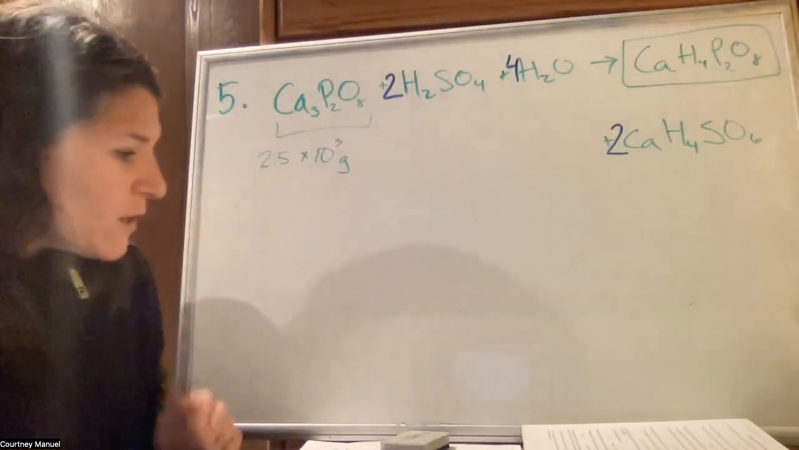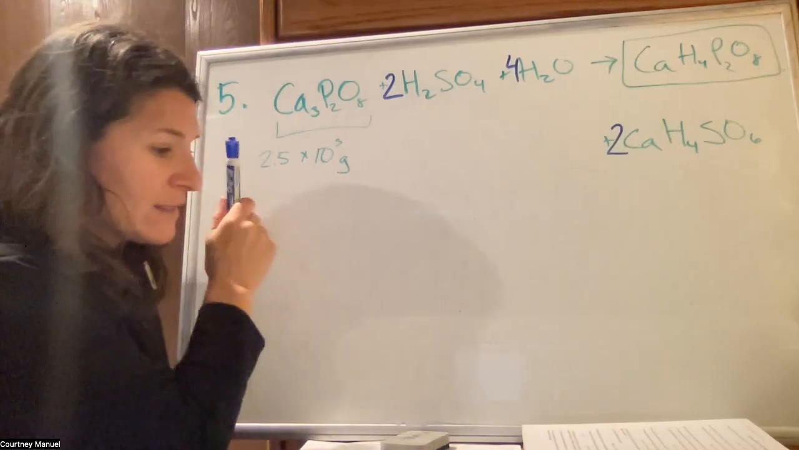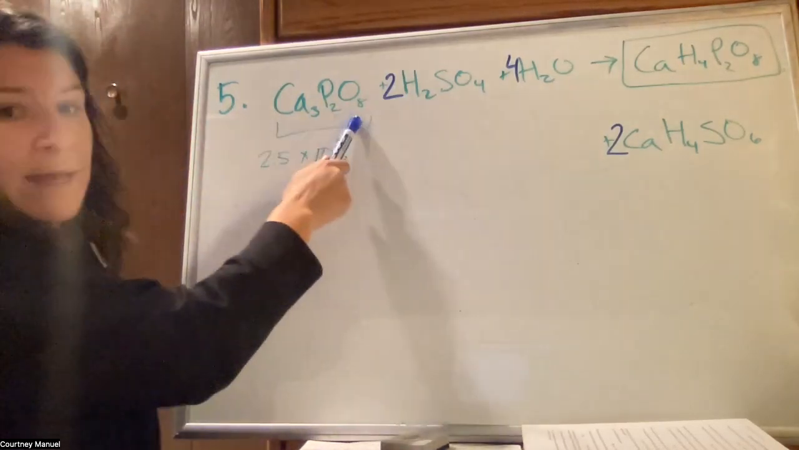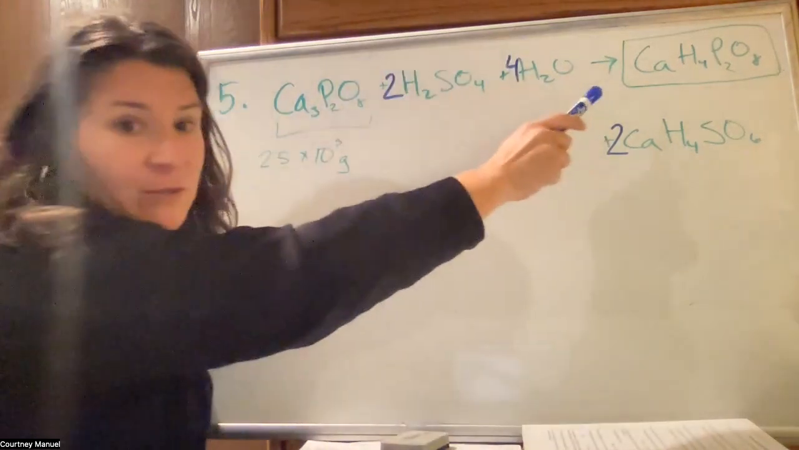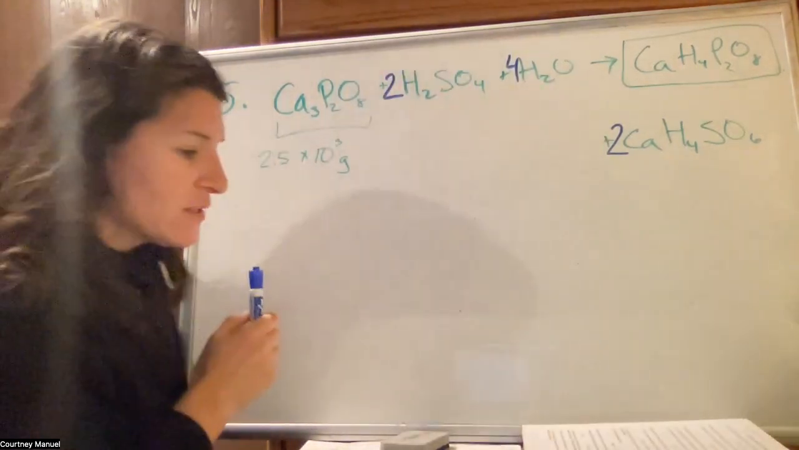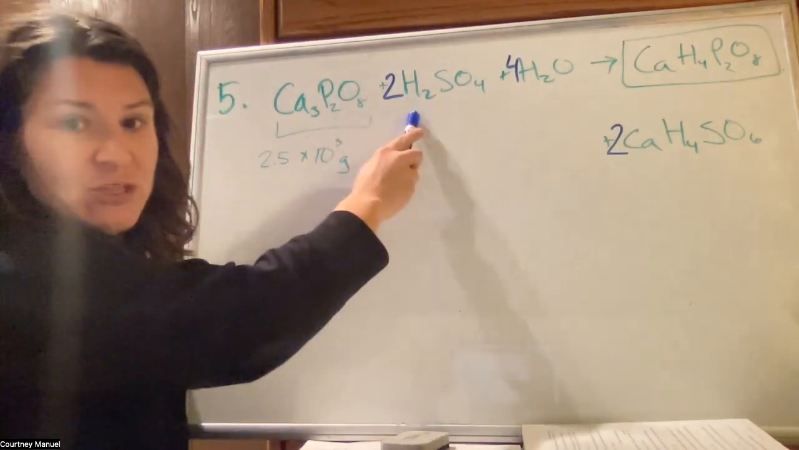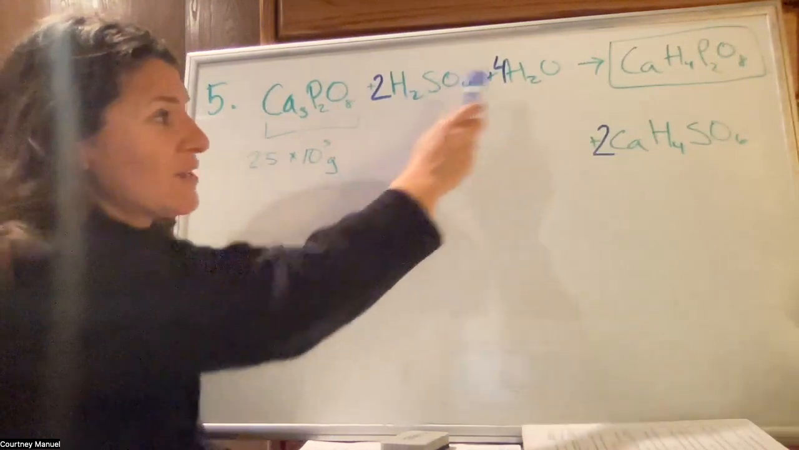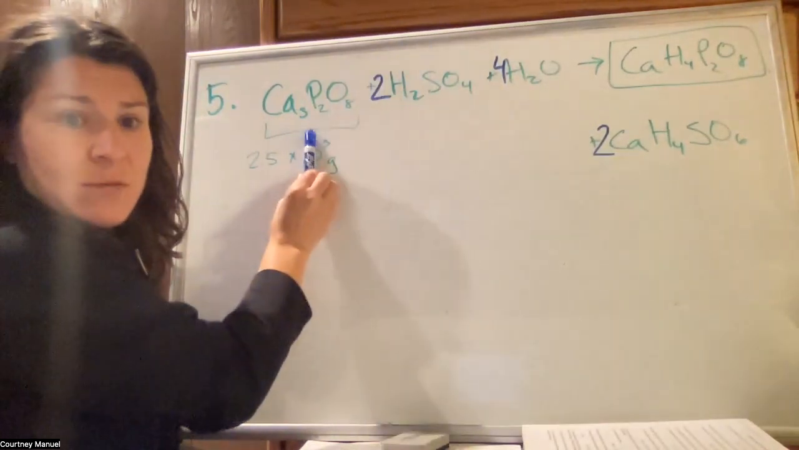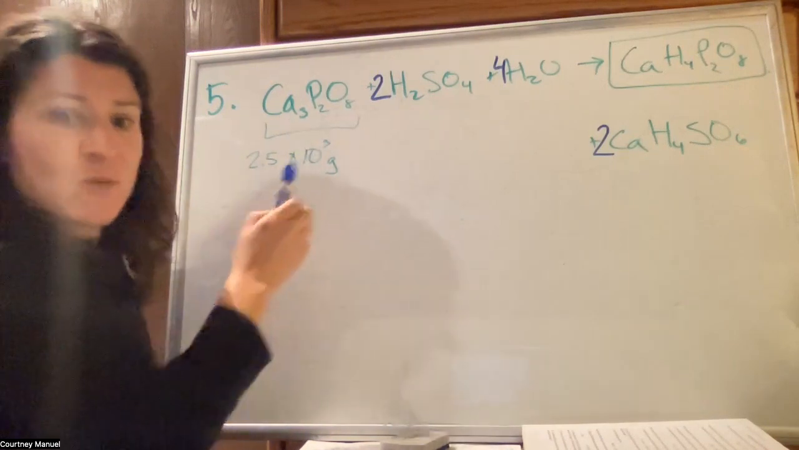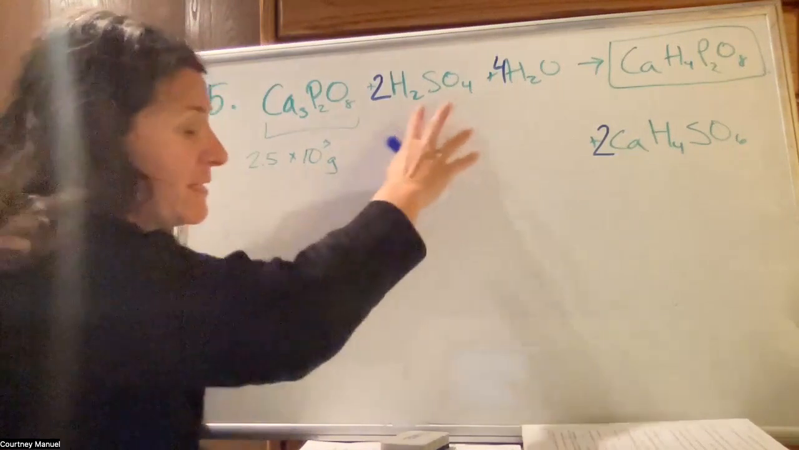Okay. If we have 2.5 times 10 to the 3 grams of Ca3P2O8, so this is one of our reactants, not our product. We're making fertilizer, so we're going to put this in. This is one of our reactants. We're going to react it with excess H2SO4 and excess water. That means these 2 don't matter. This is the limiting reagent of this reaction. This is the one determining how much of the product we're making. We have these in excess.